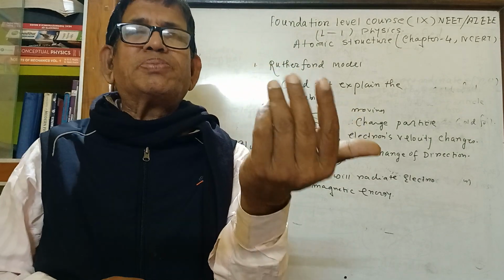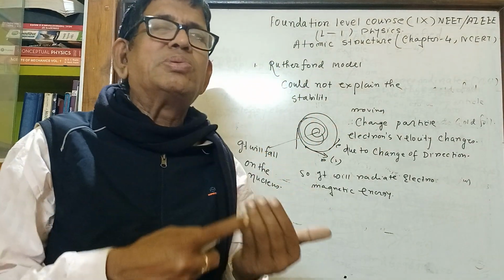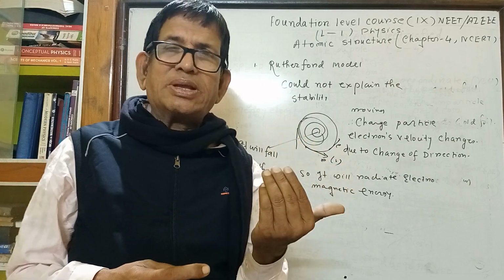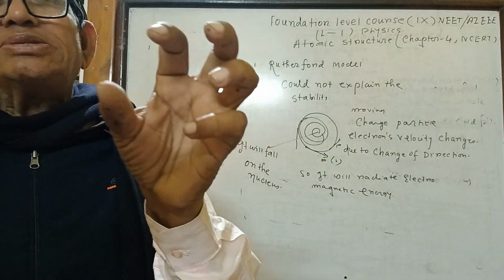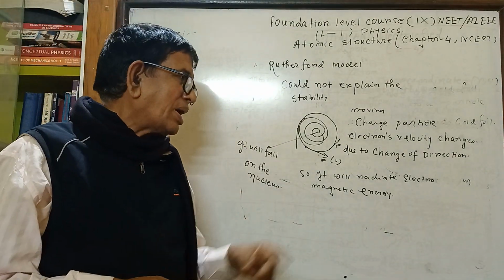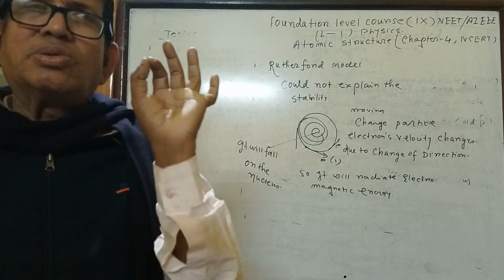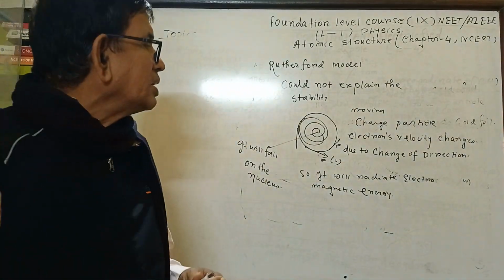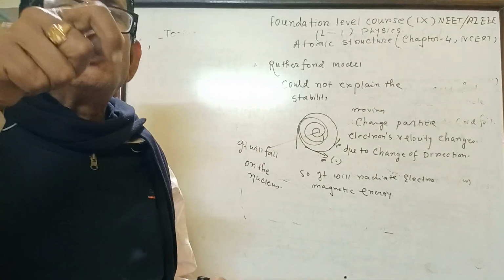Now, why did a few alpha particles bounce? Because of repulsion between the nucleus and the alpha particle. Since alpha is positive, we can conclude that the nucleus has some positive charge. Later on, it was observed that the nucleus has two particles: one is the neutron, the other is the proton.